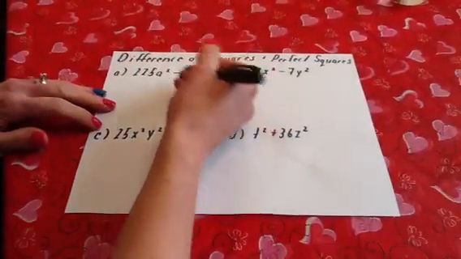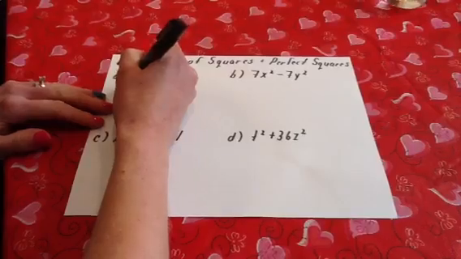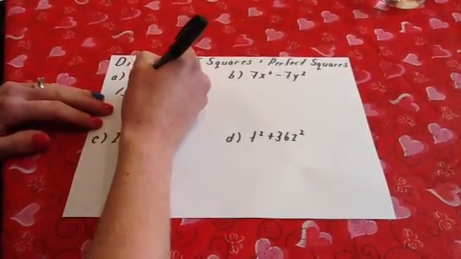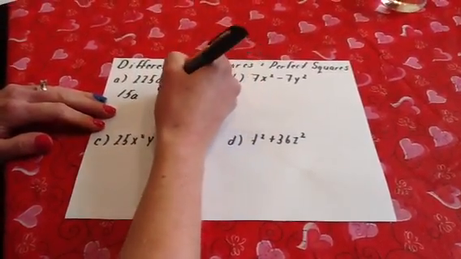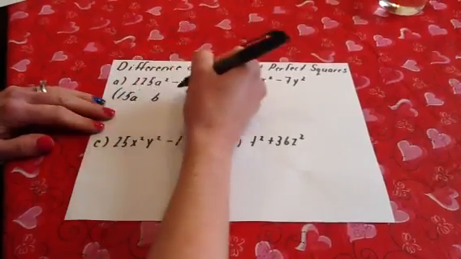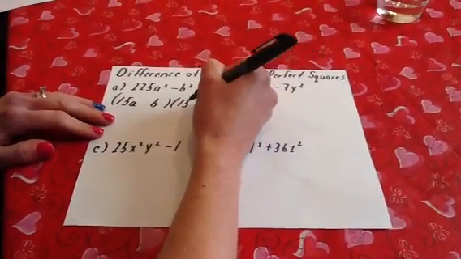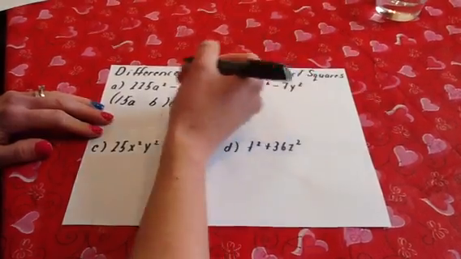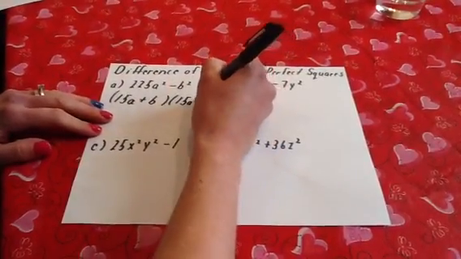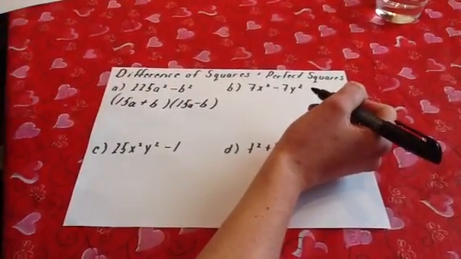All you do is you take the square root of the first term, which is 15a, and the square root of the last term, which is b, and you put them each in their own set of brackets. And you give one a plus sign and one a minus sign, and then we're done.